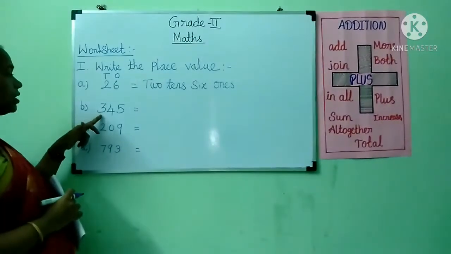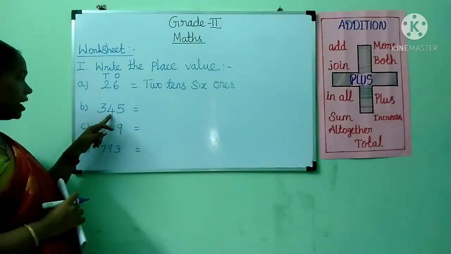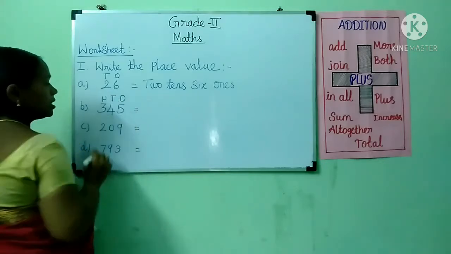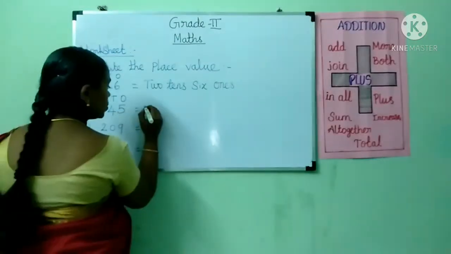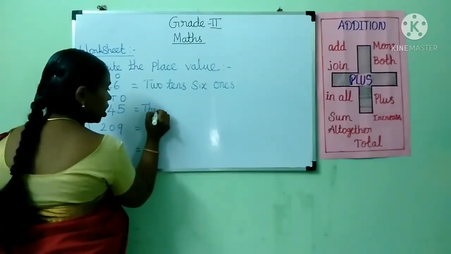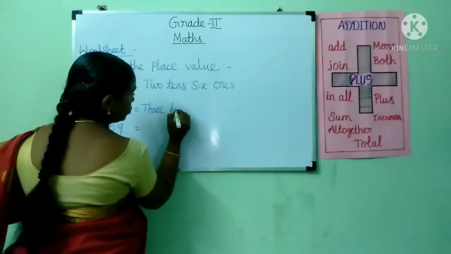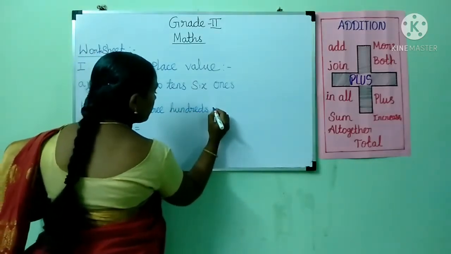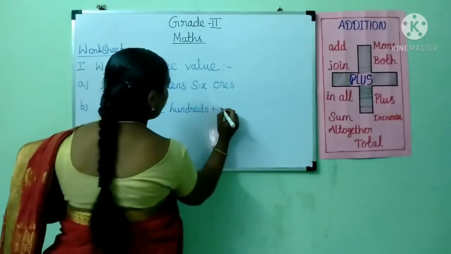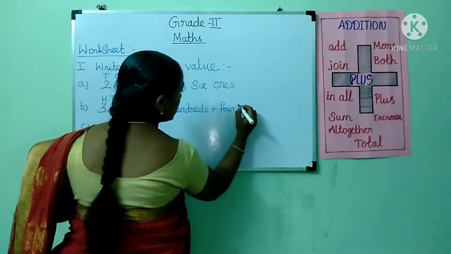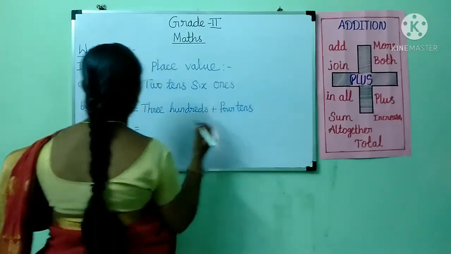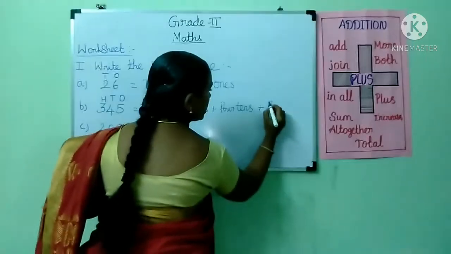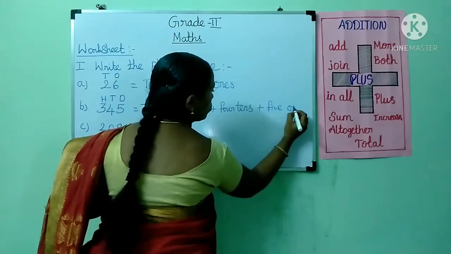The next one has 3 places. Ones, tens and hundreds. How many hundreds are here? 3 hundreds. What is the spelling of 3? THREE. 3 hundreds plus 4 tens. FOUR, 4 tens. 4 tens plus how many ones here? 5 ones. FIVE, 5 ones.